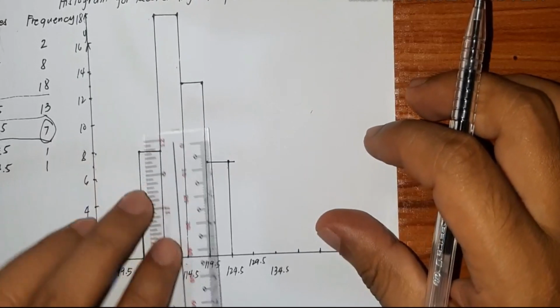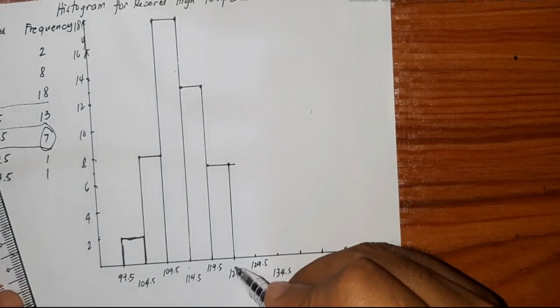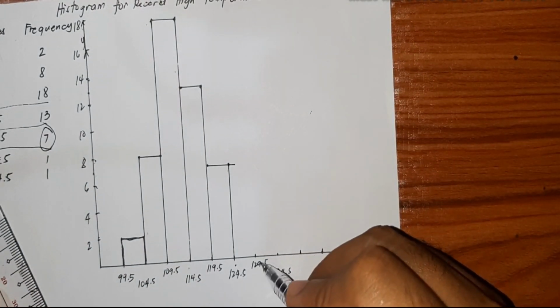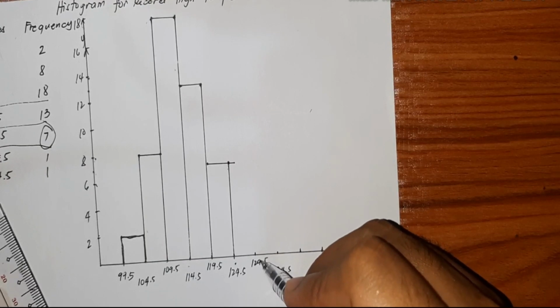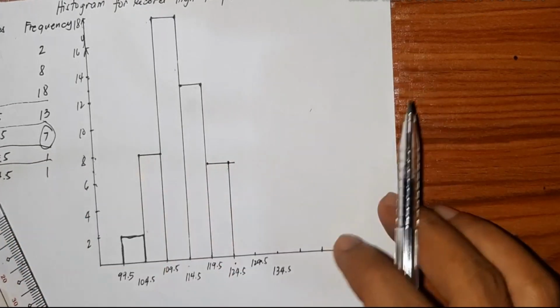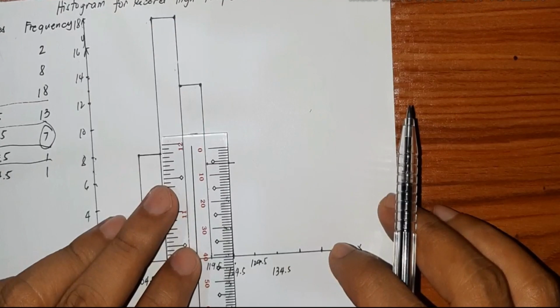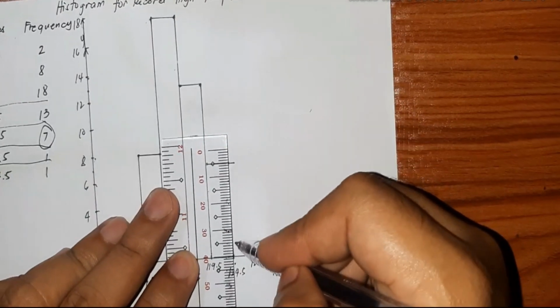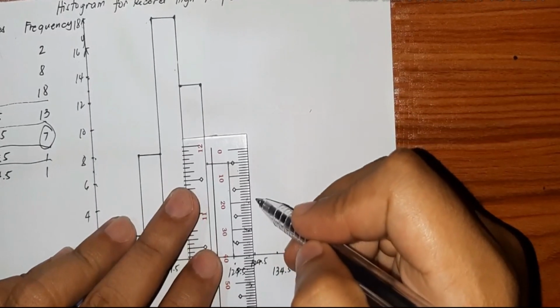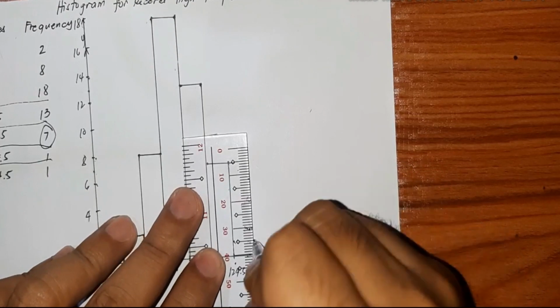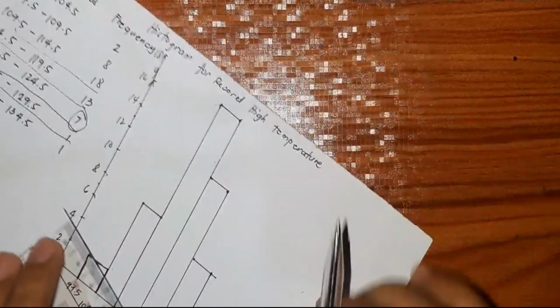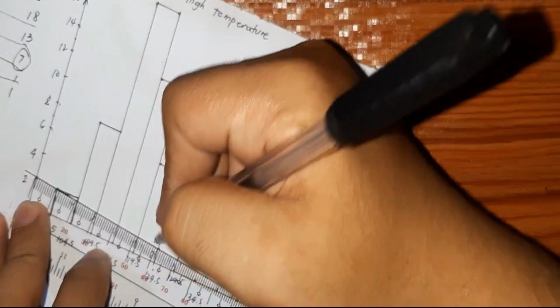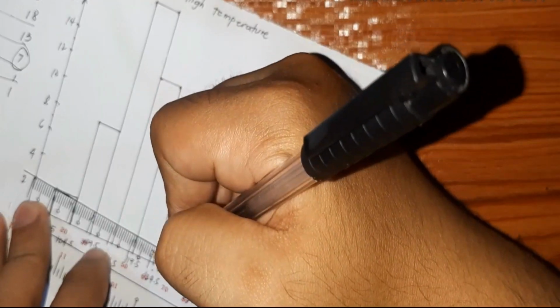Okay, next is 124.5 up to 129.5. So, eto na yon. So, bilang lang tayo ng 1. Kung 2 to, so eto si 1. And so, draw a line. Yan.